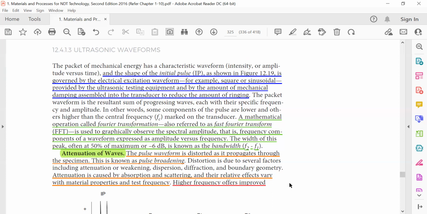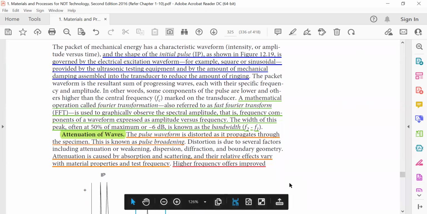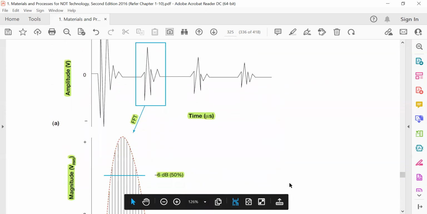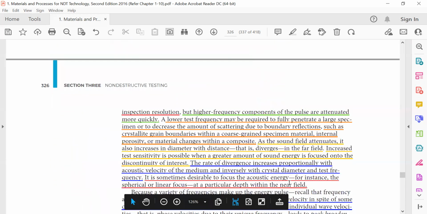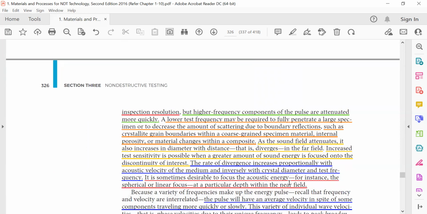Higher frequency offers improved inspection resolution, but higher frequency components of the pulse are attenuated more quickly. A lower test frequency may be required to fully penetrate a large specimen or to decrease the amount of scattering due to boundary reflection, such as crystallite grain boundaries within a coarse grained specimen material, internal porosity, or material changes within a composite.